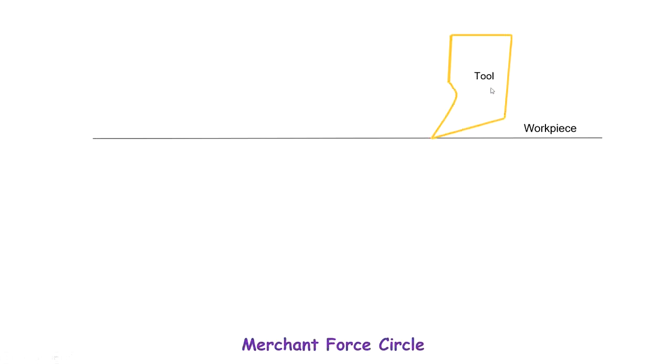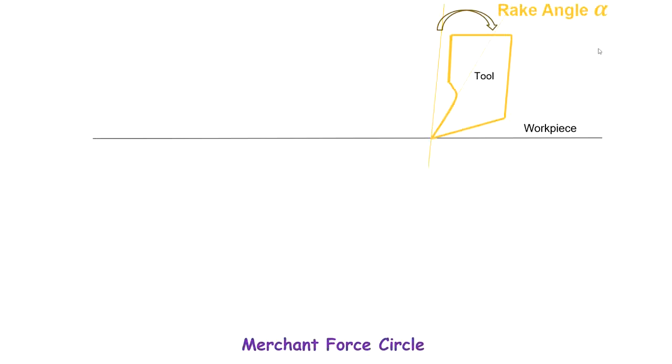When the cutting tool comes in contact with the workpiece, machining will start and the chip will start to flow. But the chips will flow along the rake surface. So here is the rake surface, or we can call it the rake angle. This angle is designated by the letter alpha.